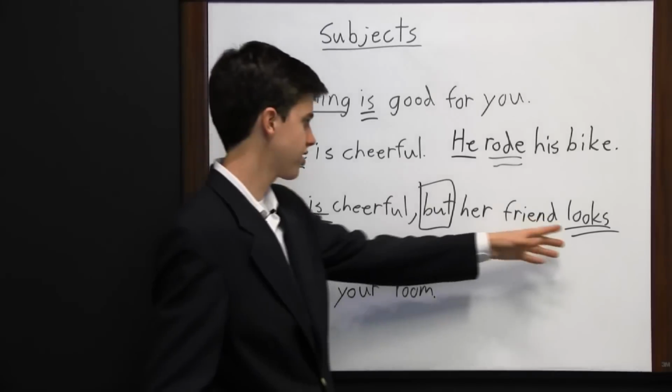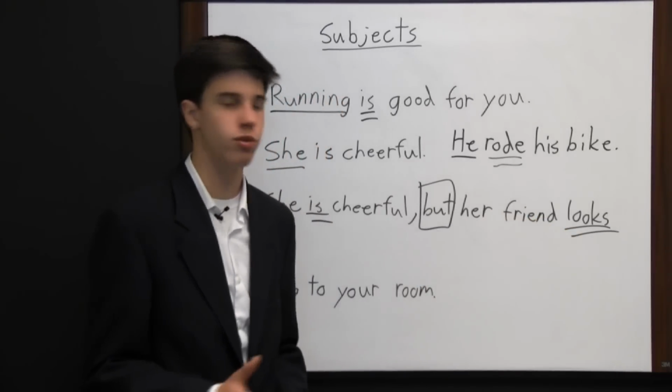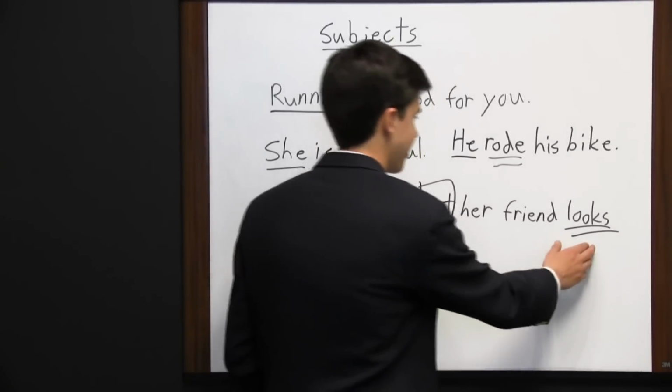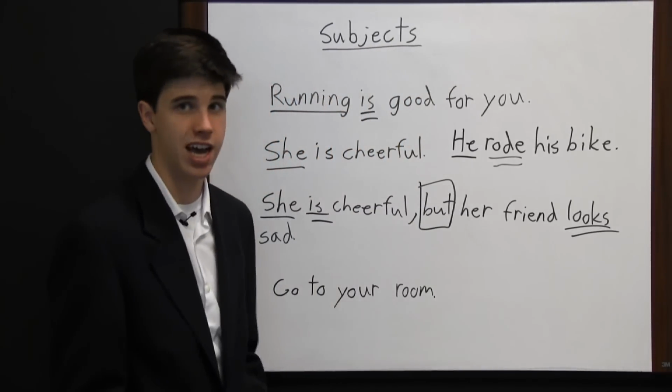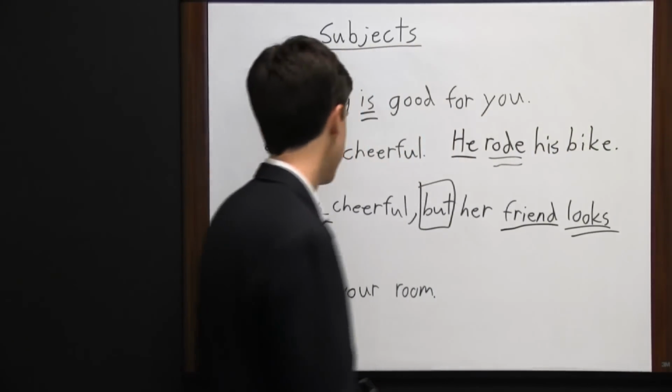So what could the subject be? Could it be her looks sad? That wouldn't make sense, because remember, the subject is who or what is doing the action. So someone is looking sad in this sentence. Who is looking sad? The friend is looking sad, so friend is the subject over here.